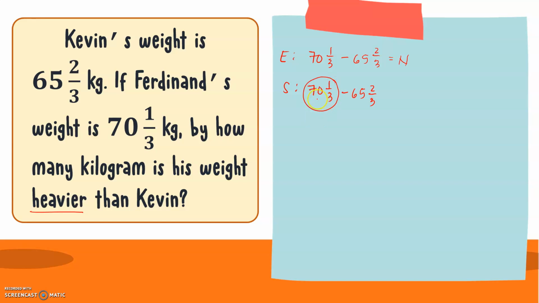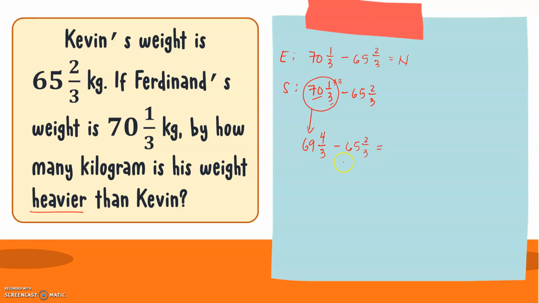When you say regrouped, we will borrow 1 whole from 70. So 70 will become 69. Now what will happen to the 1 whole that we borrowed? Since the denominator of our fraction here is 3, it means that the 1 whole we borrowed is equal to 3 over 3. Therefore, we will add 3 to our numerator. So this will now become 4 over 3. Then, we copy 65 and 2/3.